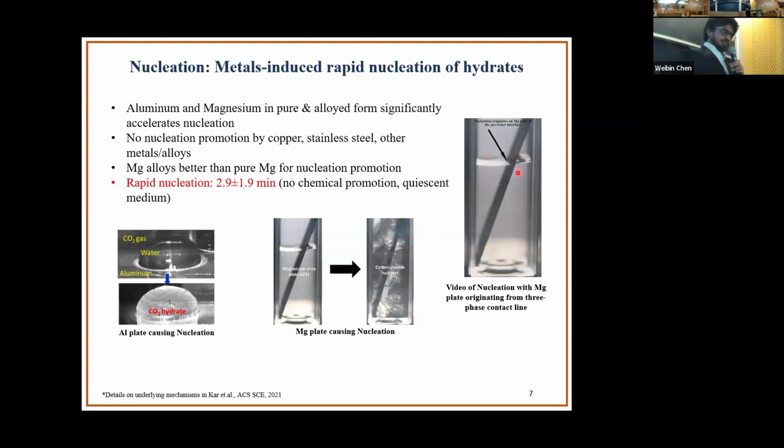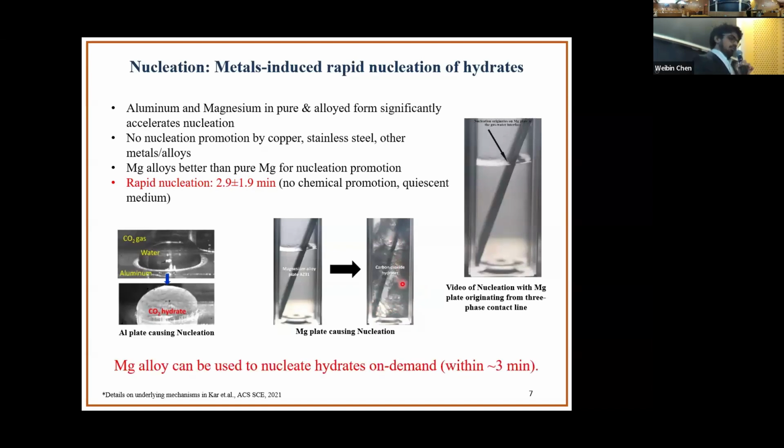This video shows hydrate nucleation from the surface of the magnesium plate and the interface of gas and water, and essentially it spreads around the interface. And then there is no more contact between the gas and the water, so it's very slow after that. Eventually, over time, it becomes solid.